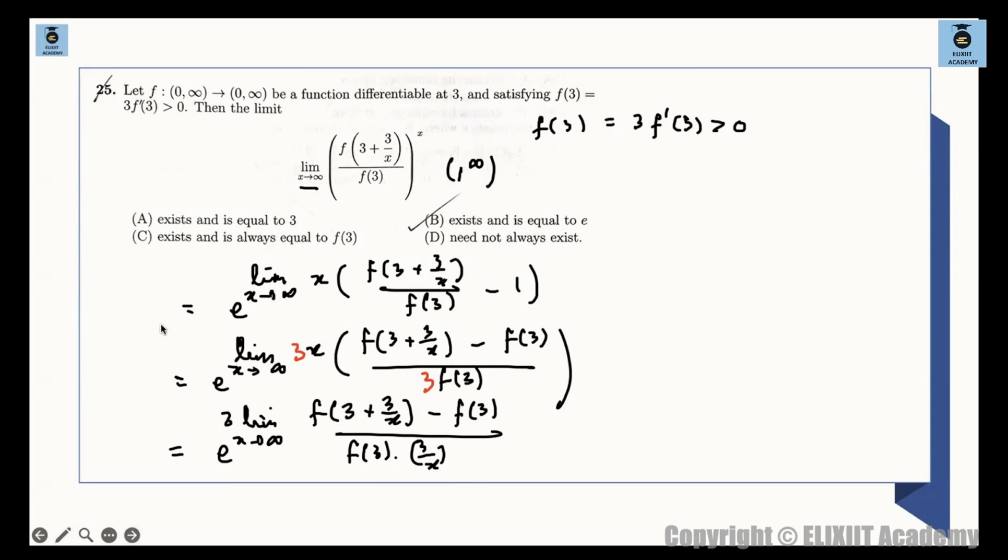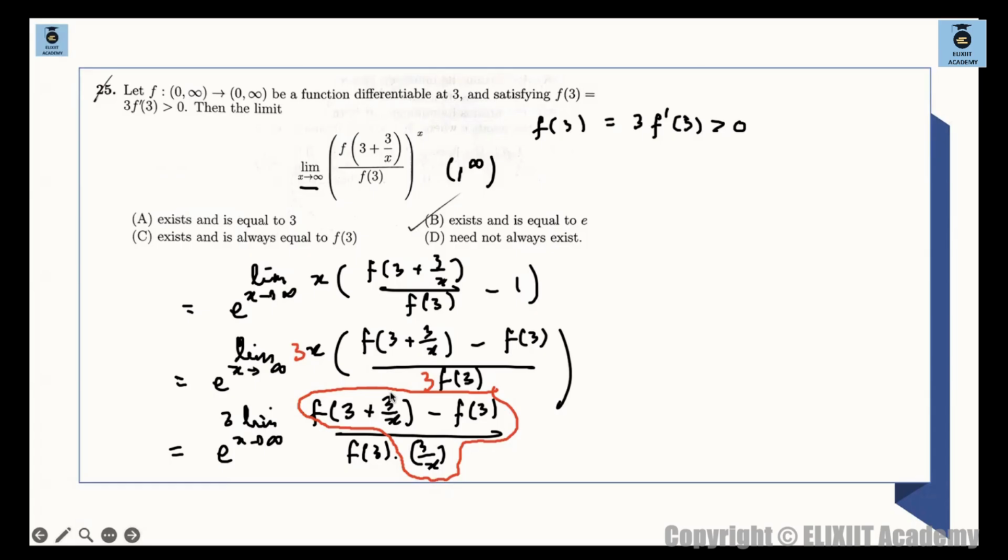Okay. So why have we done this? Can you see over here that this is nothing but the definition of differentiability, as x tends to infinity? Change this to h tends to 0. As x tends to infinity, 3 by x tends to 0, right?